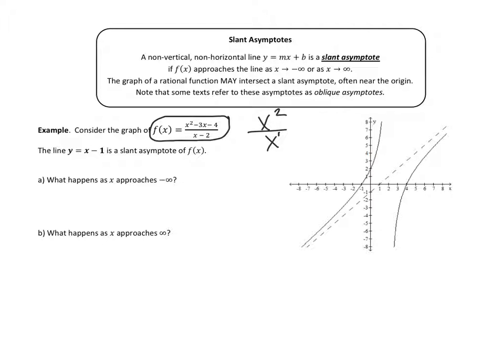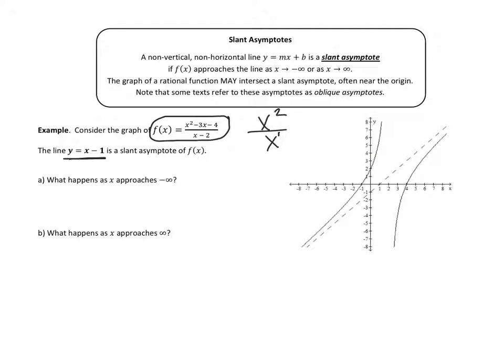A slant asymptote exists when the degree in the numerator is 1 more than the degree in the denominator. So this exists because we have 2 over 1. It wouldn't work if we had cubed over to the first power. But as long as they differ by 1, we're good. Okay, and I've given you the slant asymptote. It happens to be y equals x minus 1. Remember, a slant asymptote is always in the form of y equals mx plus b, and this is the case.